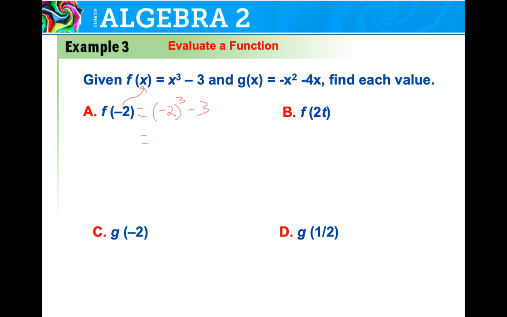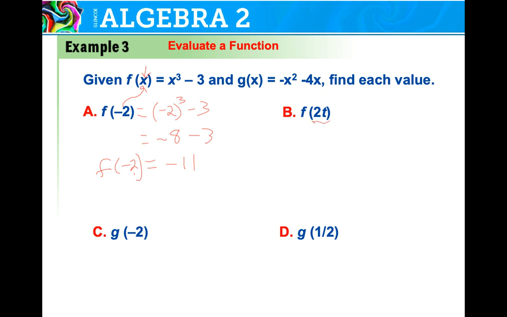I like to put them in parentheses. It will lead to fewer errors. -2 cubed is -8. If you don't believe me, then check it on your calculator. -8 minus 3 is -11. So f of -2 is -11. So when I input a -2 for x, I output a -11. -2 is in the domain, -11 is in the range.